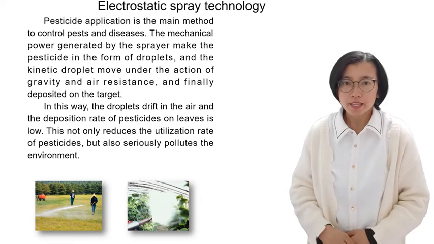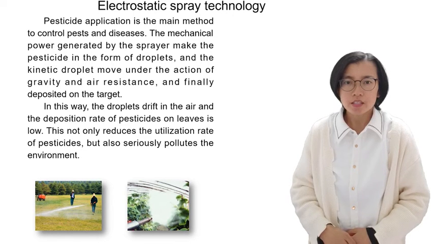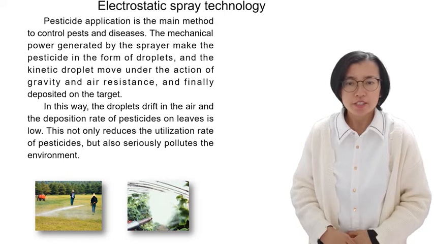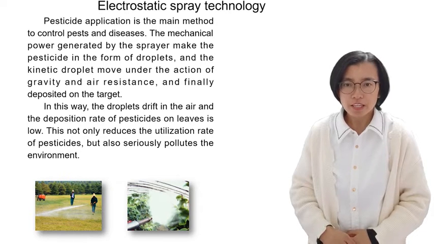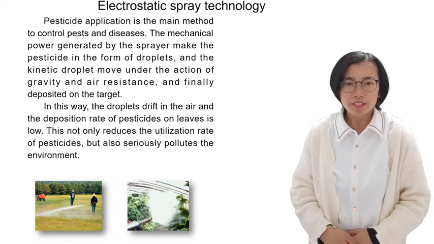And now we come to electrostatic spray technology. Pesticide application is the main method to control pests and disease. The mechanical power generated by the sprayer turns the pesticide into droplets, and the droplets move under the action of gravity and air resistance, and finally deposit on the target. In this way, the droplets drift in the air and the deposition rate on the leaves is not very high. This not only reduces the utilization rate of pesticide, but also seriously pollutes the environment.